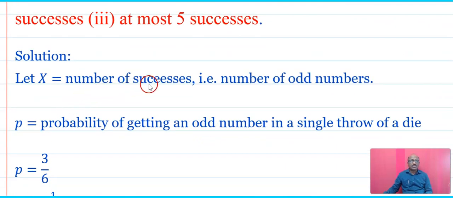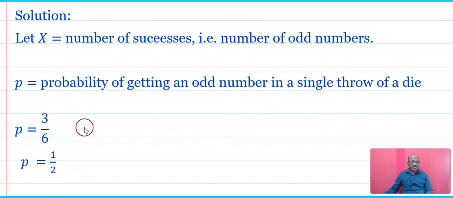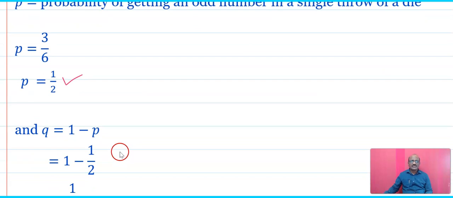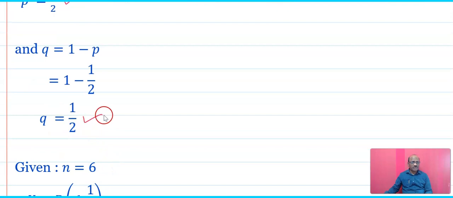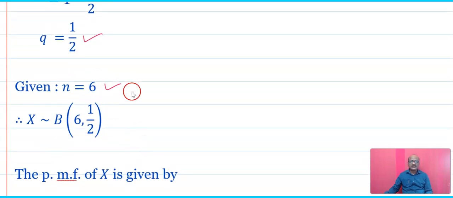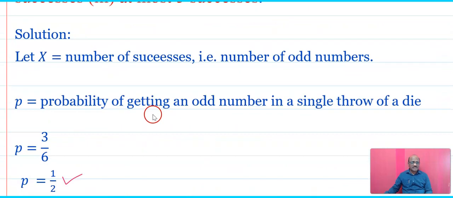Let x be the number of successes, that is the number of odd numbers. p, the probability of getting an odd number in a single throw of a die, is equal to, how many odd numbers are there? 1, 3, 5. 3 odd numbers are there, and therefore it is 3 upon 6. Therefore p is equal to 1/2, and q is equal to 1 minus p, that is 1/2. n is equal to 6, because there are 6 throws.